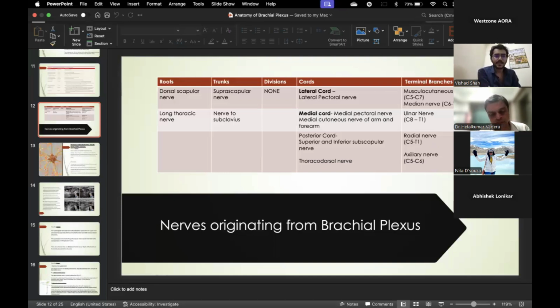How long does the interscalene block you give last? Ma'am, 12 to 14 hours maximum. And rotator cuff repairs and all are quite painful surgeries, so they would warrant a long duration of analgesia. Yes, ma'am.